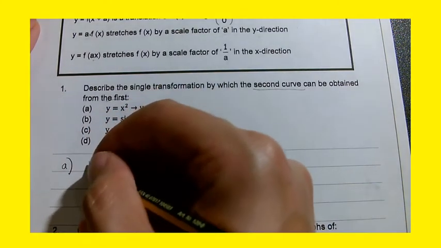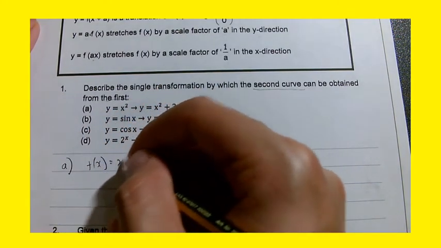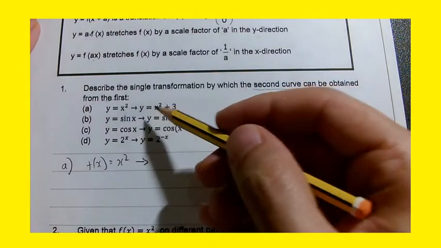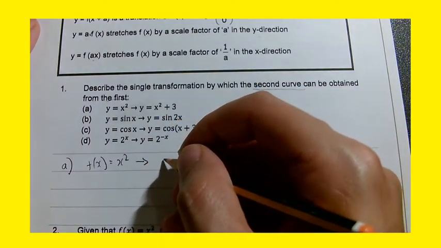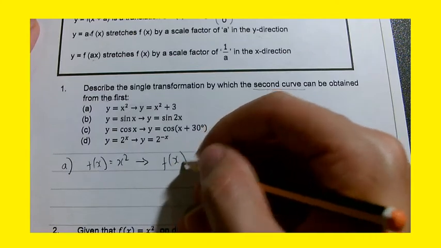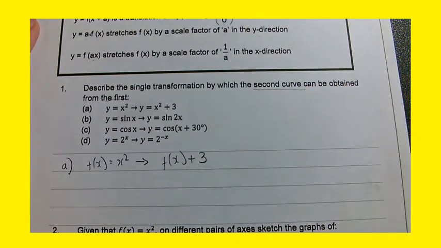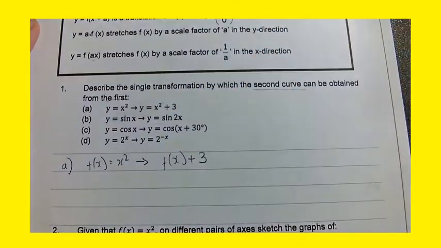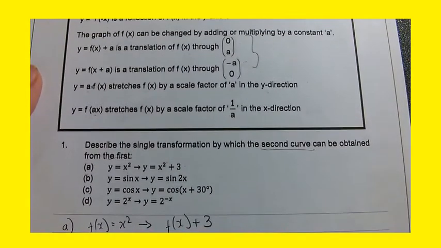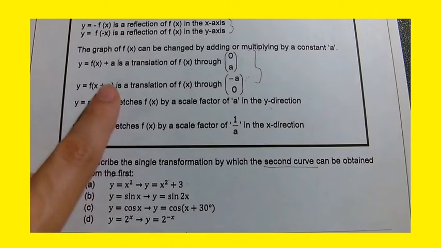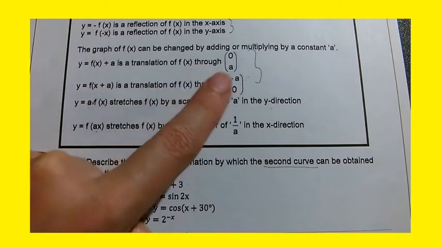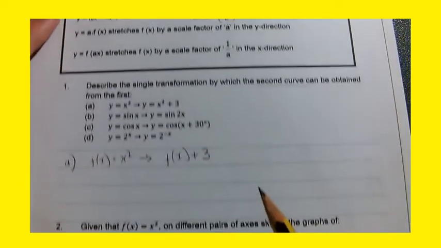Okay, and what's going on is you've got a new function which is adding 3 to that f of x. Okay, look, x squared is f of x. I'm adding 3 to it. So if you've got a number outside of f of x, remember what we said? That's a translation of f of x in the y. Okay?